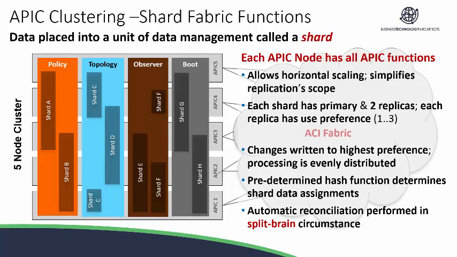So let's actually talk about horizontal scaling. It simplifies replication scope. Each shard has a primary and 2 replicas. We've already discovered that. Changes are written to the highest preference. Processing is evenly distributed. Okay. Now, automatic reconciliation gets rid of split brain circumstances as well.